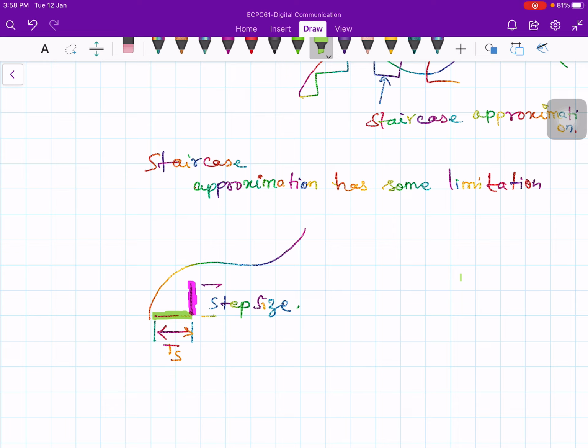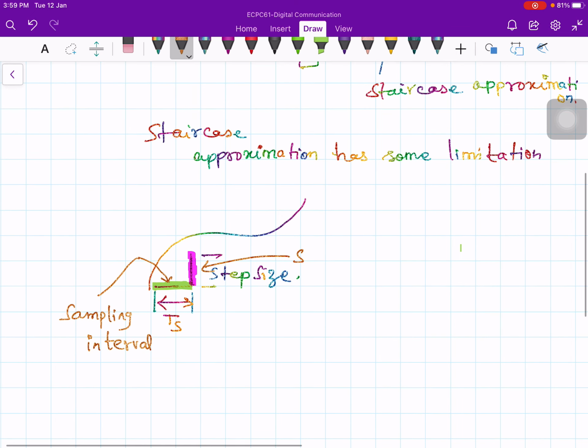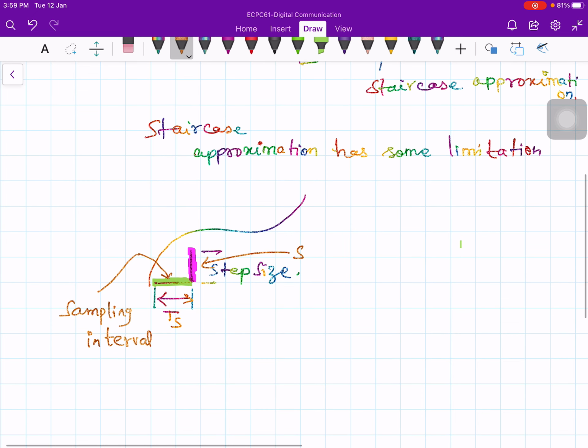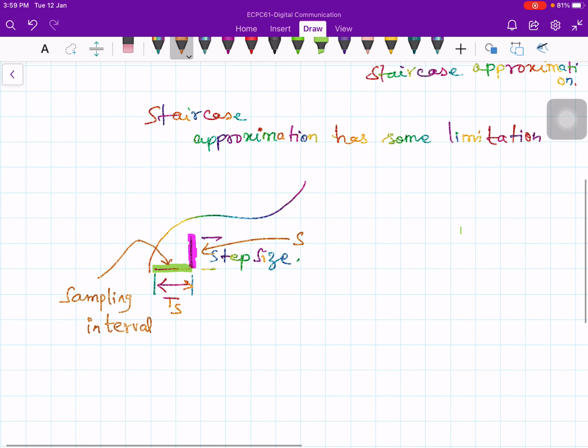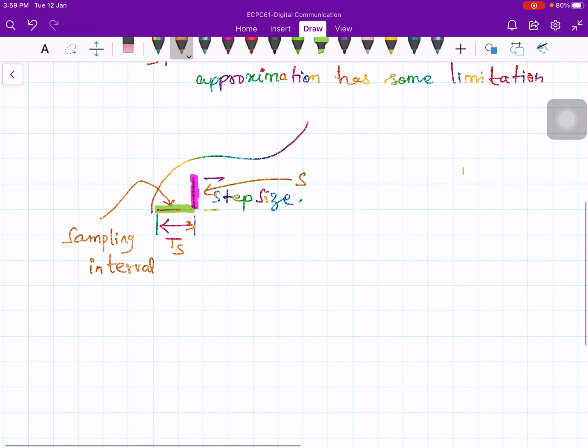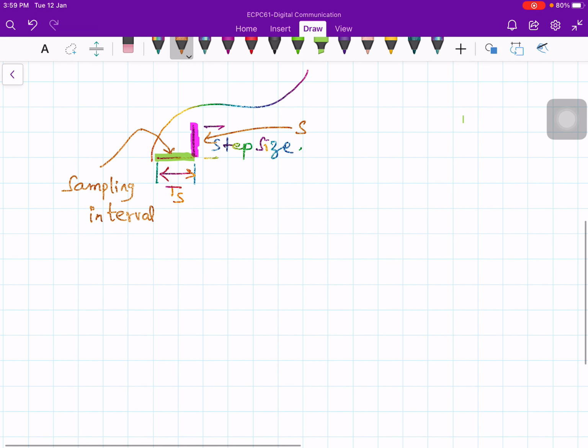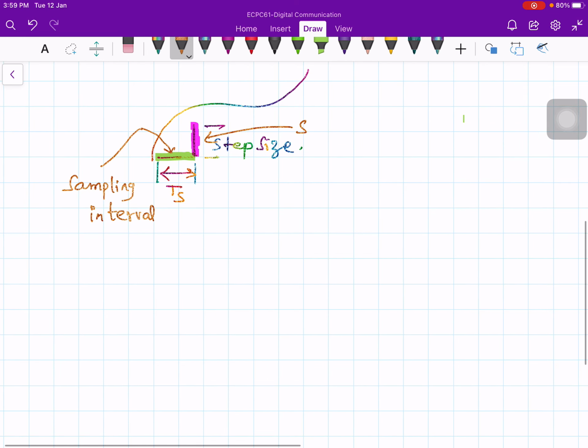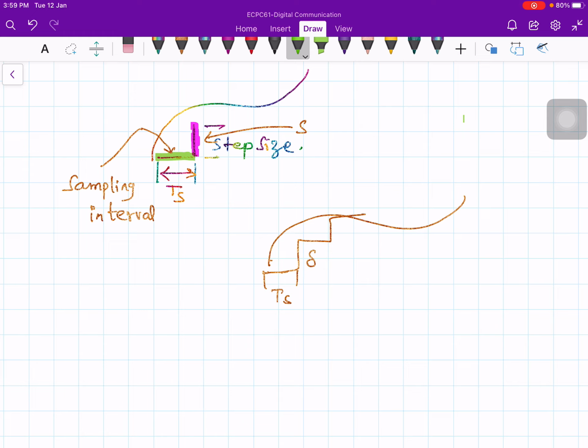Therefore the staircase approximation is governed by two factors, step size and sampling interval, because there is a limit on the maximum slope you can generate. You have a waveform like this. What is the slope of this signal? This is my Ts and this is my delta, let's say the step size. So this is a slope.